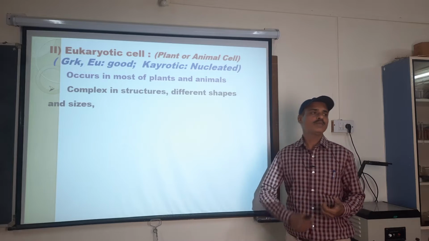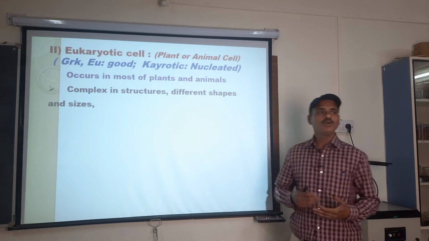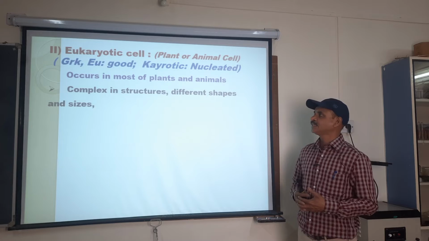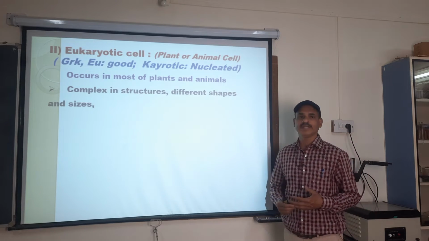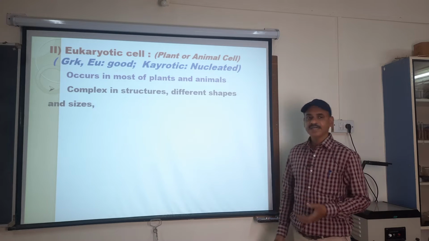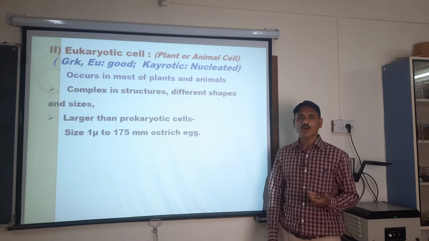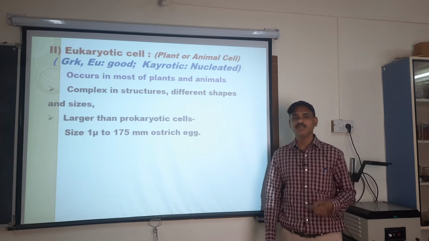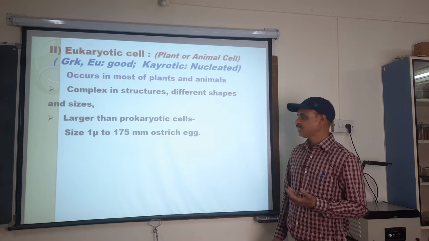Now next to the prokaryotic cell, we are going to study the eukaryotic cell. We know most plant and animal cells are eukaryotic cells. It is a Greek word in which eu means good and karyotic means nucleated cell. This eukaryotic cell occurs in most plants and animals. It is complex in structure, with different shapes and sizes. Some common aspects of the eukaryotic cell are that these cells are larger than prokaryotic cells. Size varies from 1 micron to 175 mm.